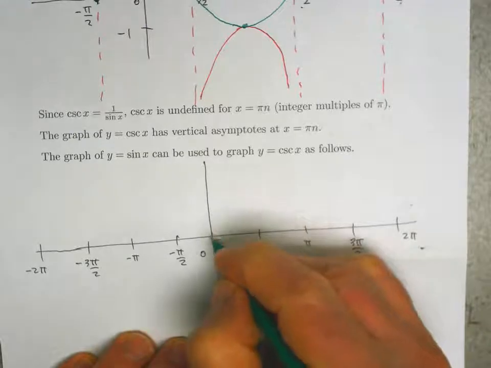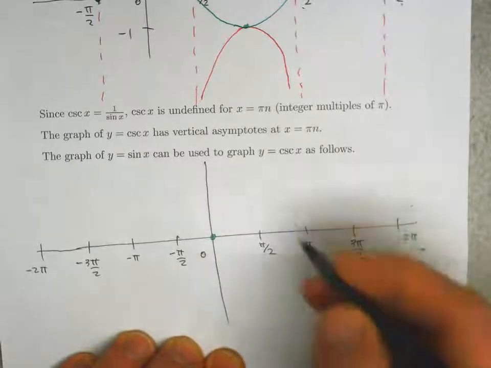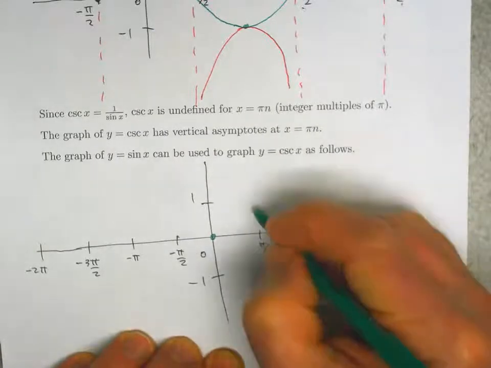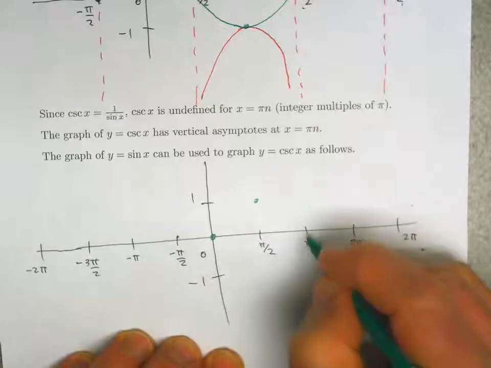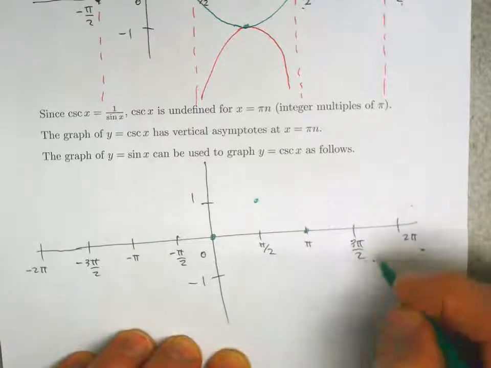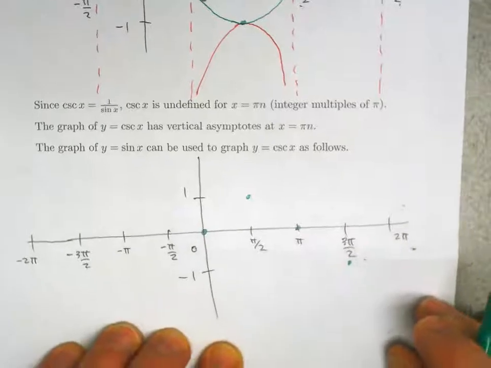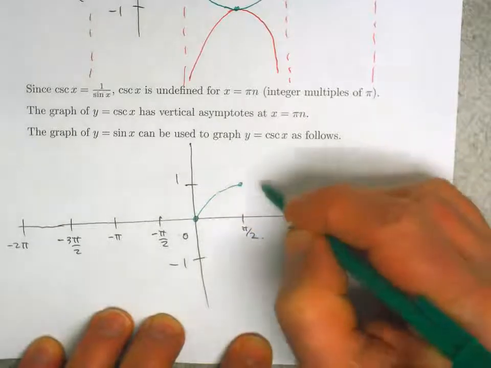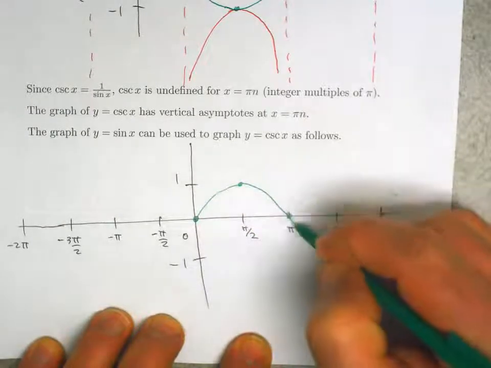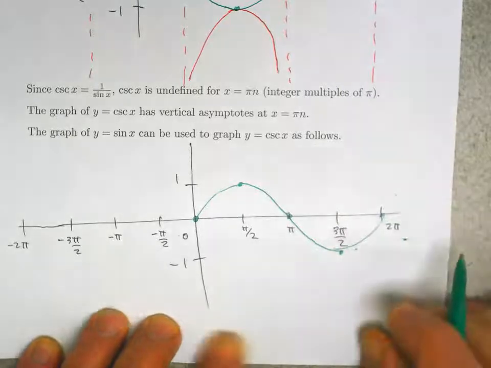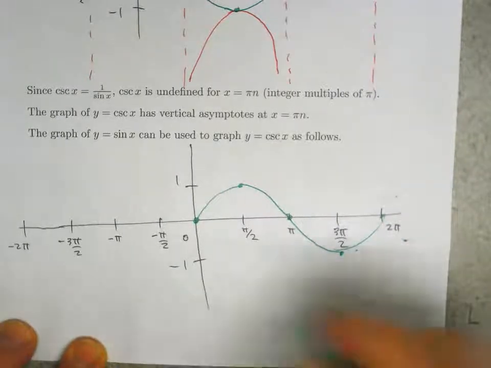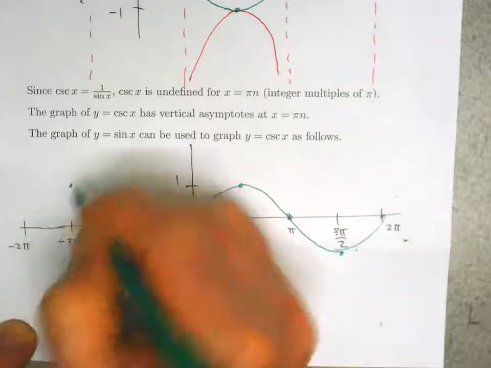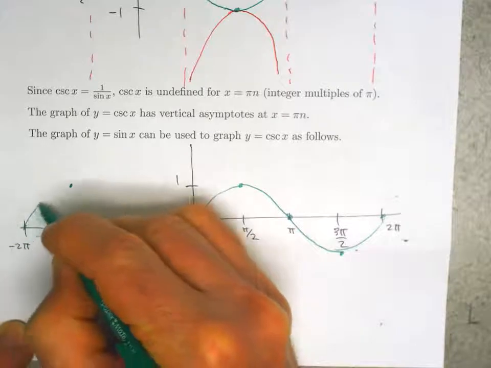Sine of 0 is 0. Sine of pi over 2 is 1. Sine of pi is 0. Sine of 3 pi over 2 is negative 1. And sine of 2 pi is 0. So one period of sine between 0 and 2 pi will look like that. And we can sketch in one other period of sine over here between negative 2 pi and 0.